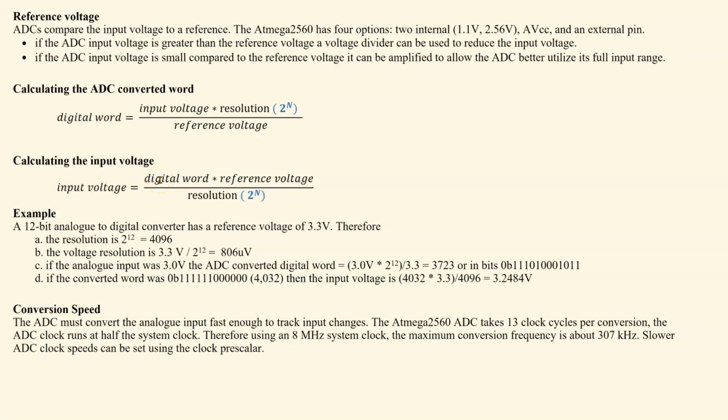So if we look at an example below, we have a 12-bit ADC, reference voltage of 3.3 volts. Therefore, the resolution is 4096. The voltage resolution is 806 microvolts. If we had a 3.0 volt input, the digital word would be 3723. That's it in binary. Or if we want to convert the word back to the input voltage, say we had 4032, then that would mean the input voltage was 3.2484 volts.